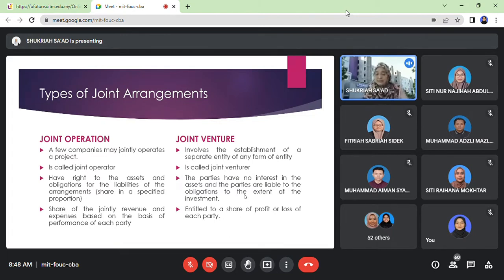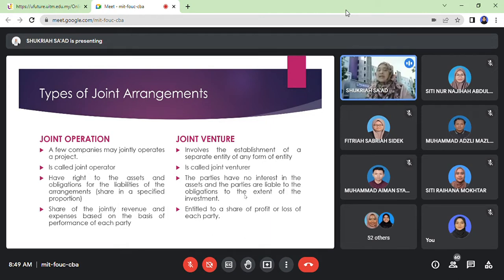So this is just a comparison in summary, so you can see the difference between joint operation and joint venture side by side. A joint operation is where a few companies jointly operate a project. Whereas a joint venture may also involve a few companies jointly operating a project, but it must involve the establishment of a separate entity of any form.